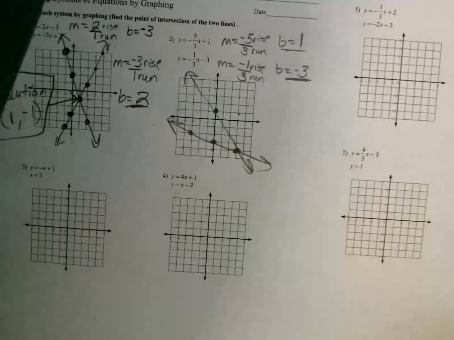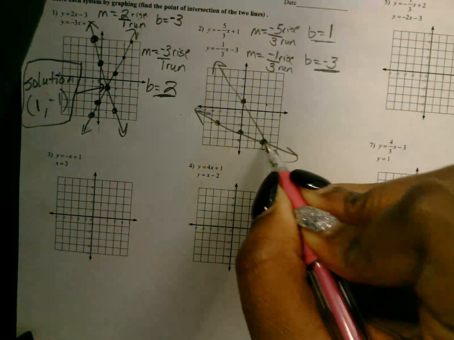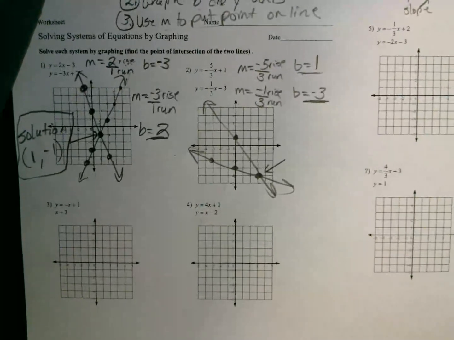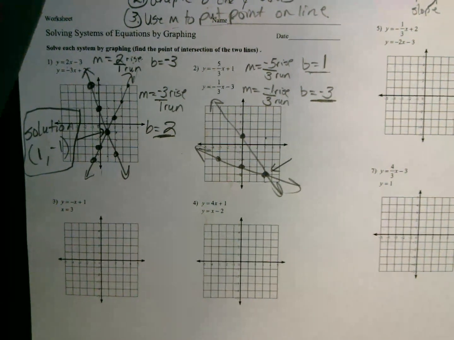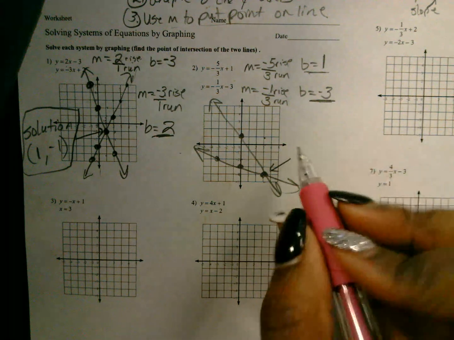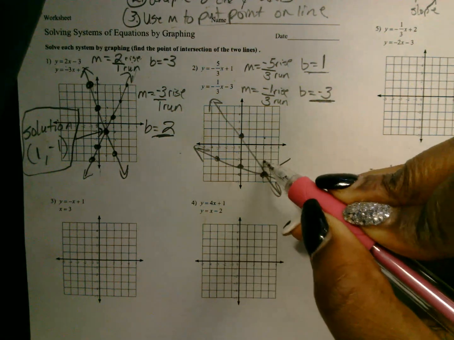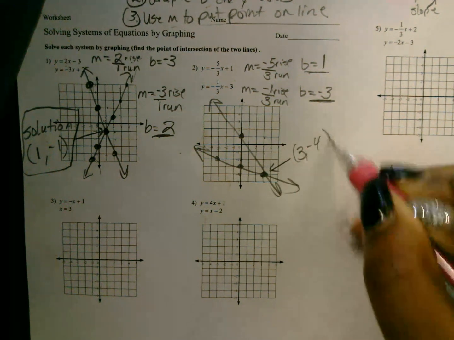Dang. Where is the ordered pair? What is the ordered pair that they share? What ordered pair is this right here? -4. Not -4. So 3, 1, 2, 3, down 4. So 3 and -4. This is the solution.